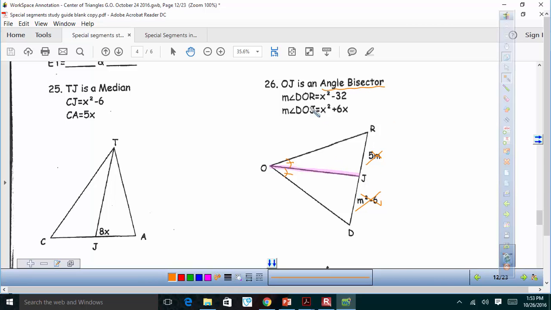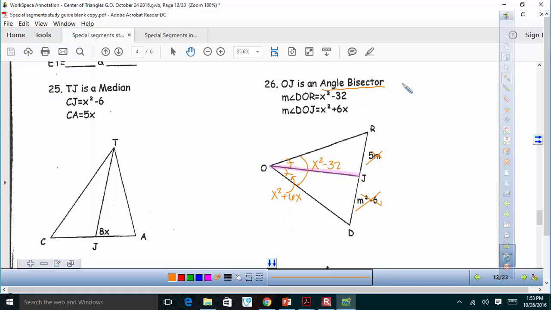Okay? So now it tells me DOR. So if I trace DOR, I'm looking at this whole angle right here is x squared minus 32. Then it tells me DOJ. DOJ is actually this angle right here is x squared plus 6x. So what would I do if I'm given a half and a whole, or a part and a whole? 2 times part equals whole.